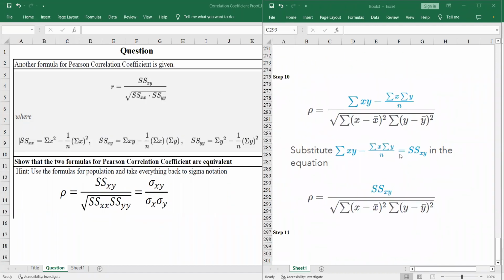This thing we already know, it's been defined for us, that summation xy minus summation x summation y, whole divided by n, is equal to SSxy. So this is the term. Now we have proved the numerator of this thing.